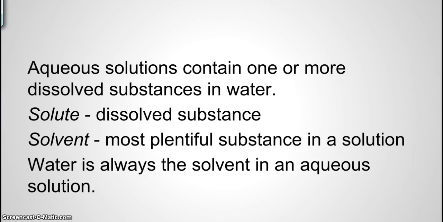Alright, so let's take a closer look at these aqueous solutions, these things that have AQ on them. An aqueous solution contains one or more dissolved substances in water, and the things that are dissolved in water are called solutes. Generally, the ionic compounds that are aqueous are the solutes. And then the solvent is the most plentiful substance in a solution. That's going to be water in an aqueous solution. That's what the term aqueous means: dissolved in water.